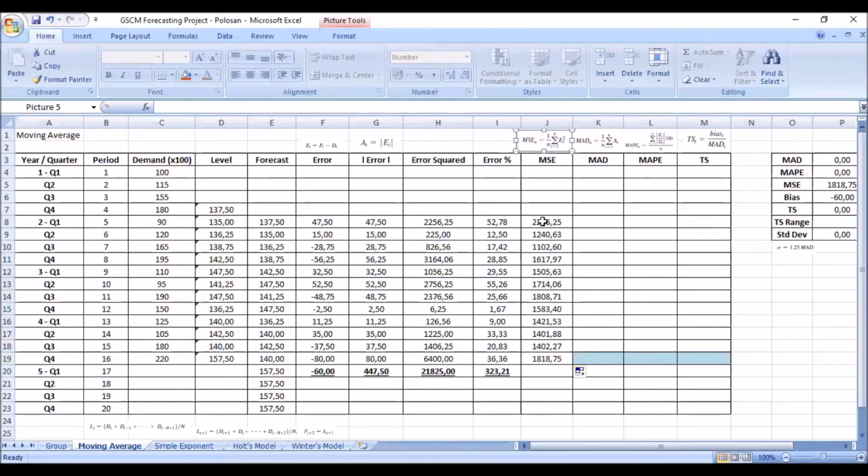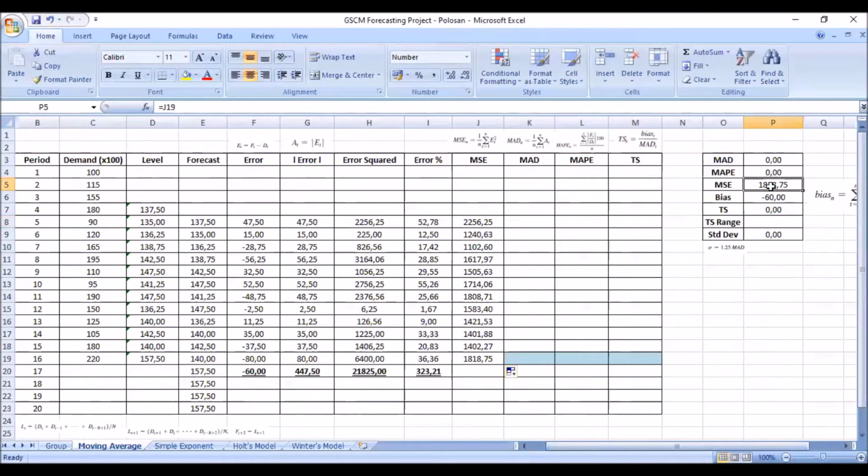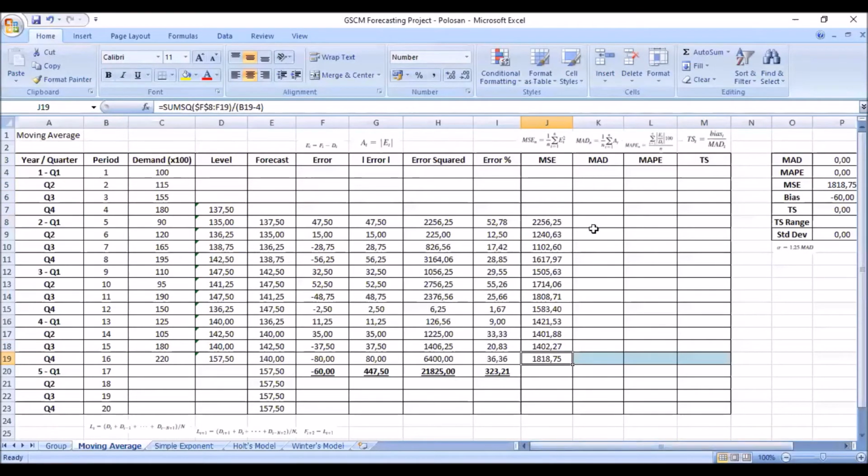And even if we calculate manually using the normal formula, we'll get the same result, whereas we just divide our total error square by the number of periods, which in this case is 12. We're just gonna use P19 minus 4, because the first 4 periods aren't accounted for, and tada, we found the same result of MSE. So it's the same result, but just a different method.